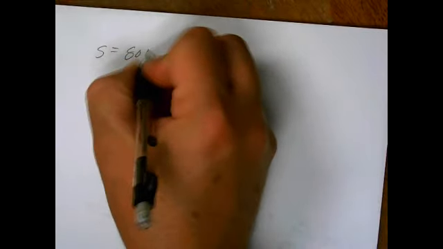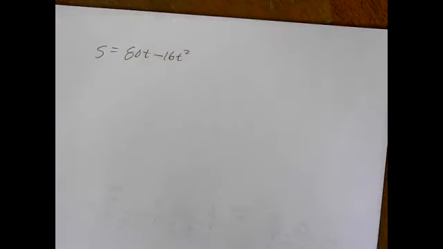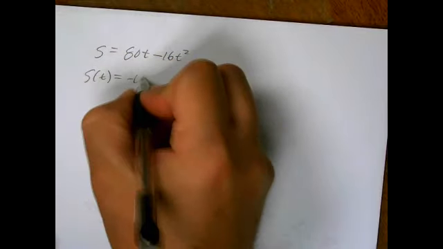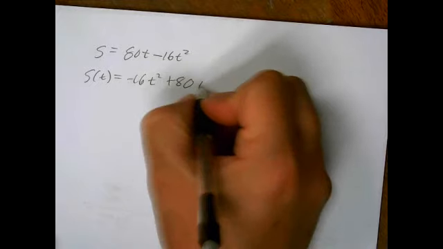With that in mind, let's take a look at another example. Let's say that a ball is thrown upward with a velocity of 80 feet per second, and its height is given by position at time t is given by 80t minus 16t squared. Now that's the way they write it in the book. I'm not crazy about writing it that way. I'd rather call this s of t and write it as negative 16t squared plus an 80t.